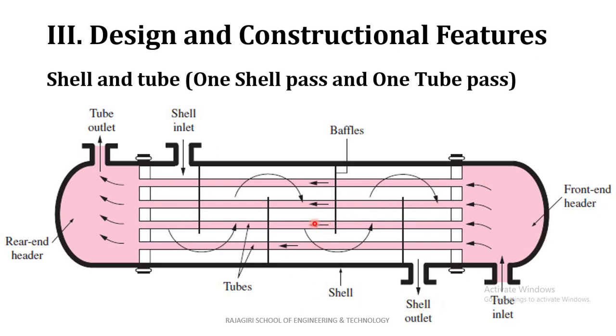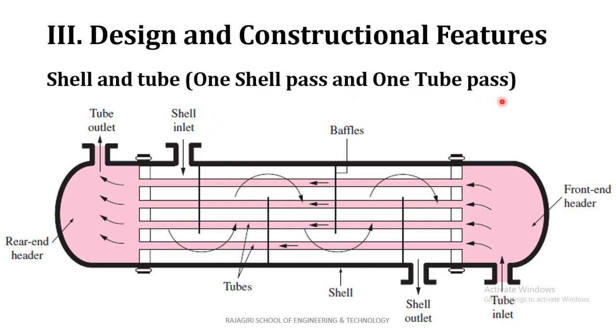Here you can see some baffles in between. These baffles are used to ensure the zigzag motion of the shell side fluid, which enhances the heat transfer rate by providing more contact with tube surfaces. So it will enhance heat transfer because of this zigzag motion. So this is one shell pass and one tube pass.